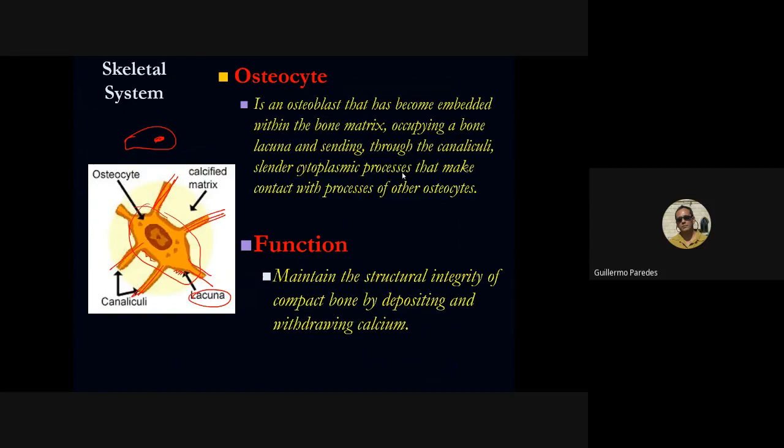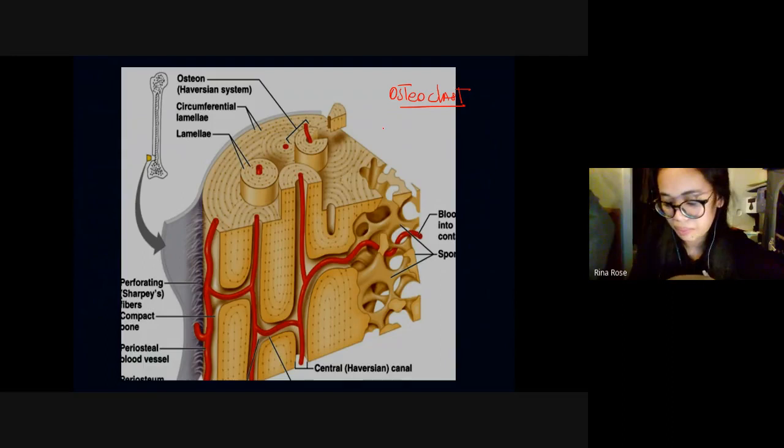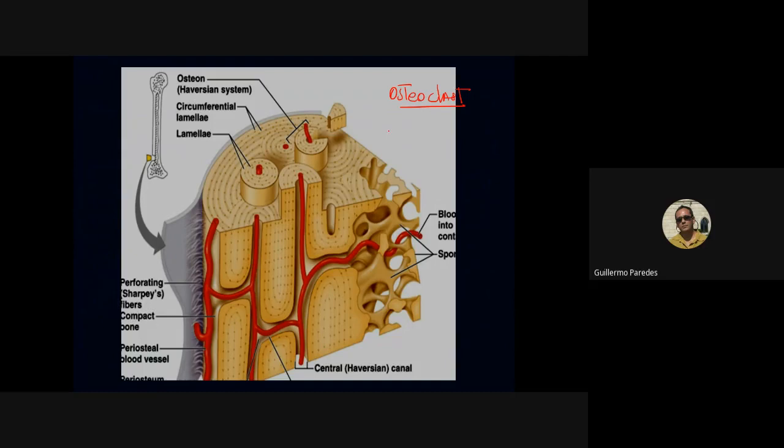Yes. Okay, then we have other cells, the osteoclasts. What are the osteoclasts doing? They are the opposite of the osteoblasts. Who can tell me? They take the calcium out of the bone. So they take calcium out from the bone and put it back into the blood, correct? We okay with that?